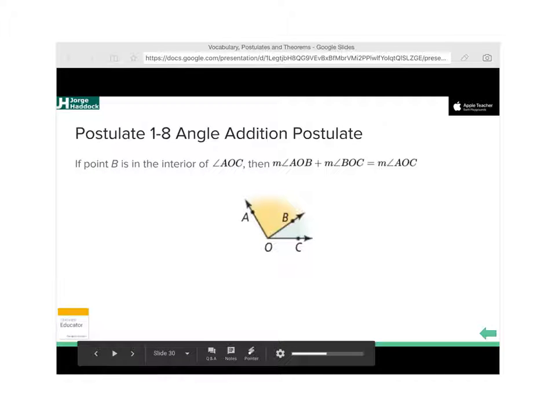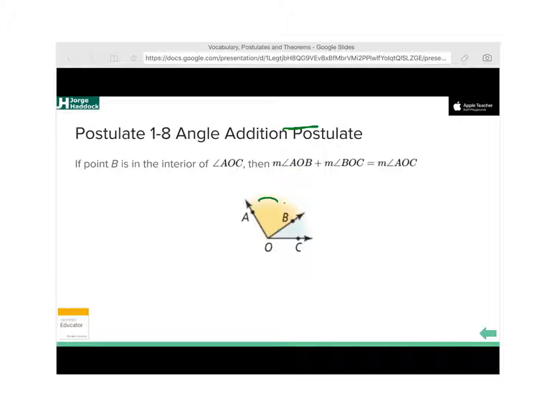So in this video, we're going to be working with the angle addition postulate. Very similar to what we saw with the segment addition postulate. The measure of angle AOC, the big angle AOC, is the measure of angle AOB plus the measure of angle BOC. So when I add those two angles' measures, they equal the whole angle.